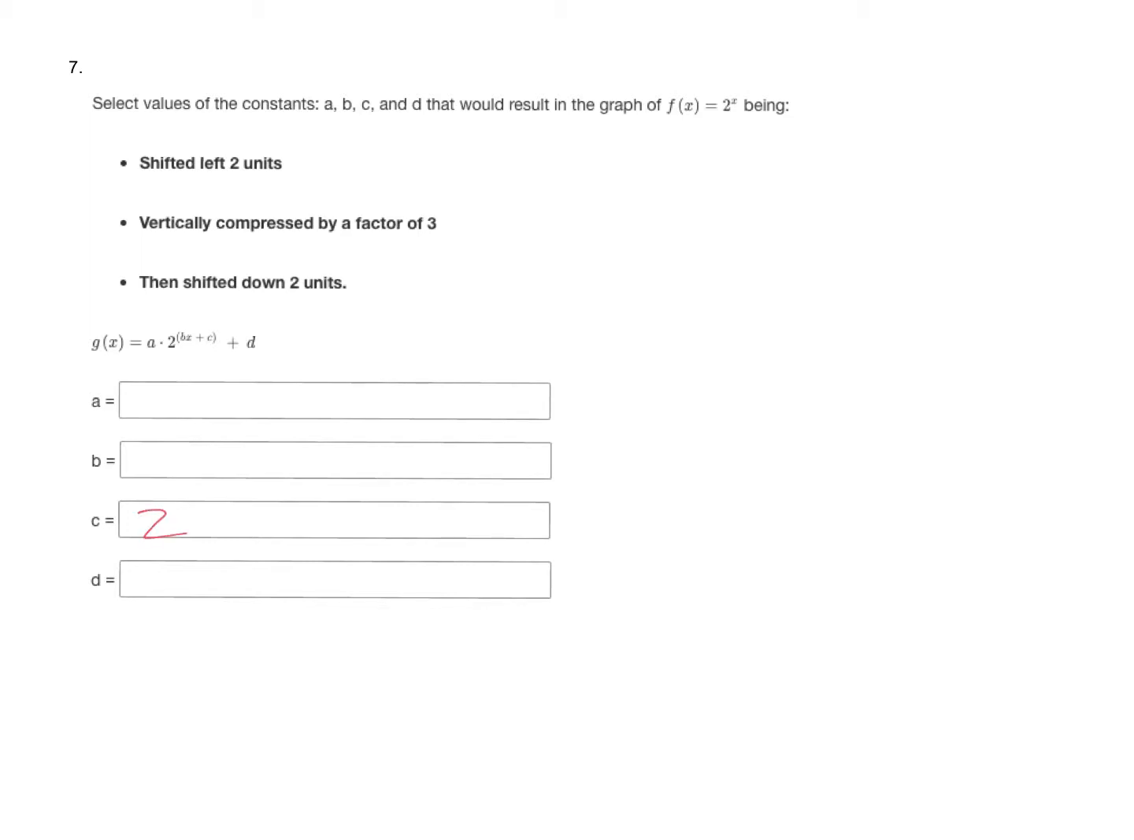Vertically compressed by a factor of 3. Well, vertical means it's to the y, so it should be outside the function, and that's then either a or d. Since it's a compression or a stretch, that's how much I'm multiplying the y by. In this case, I'm vertically compressing by a factor of 3, which means don't multiply by 3, but divide by 3, or in other words, multiply by 1/3.